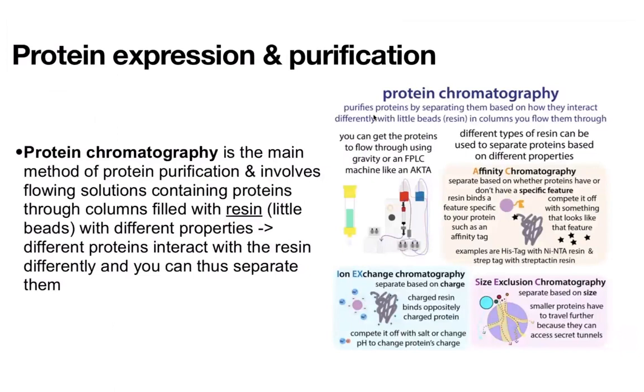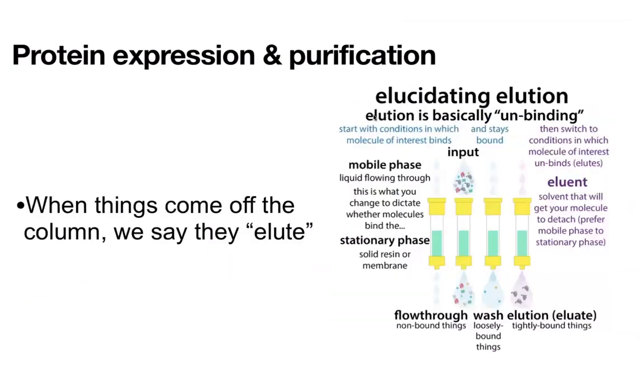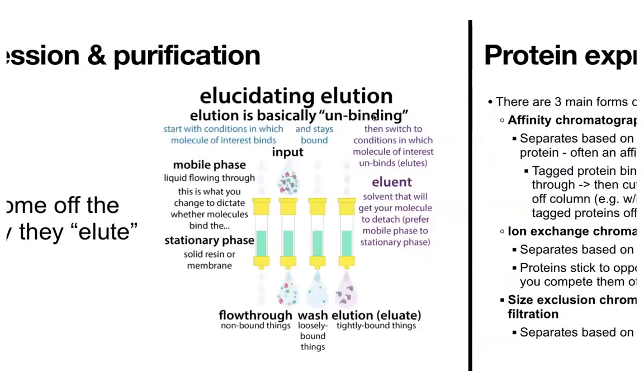In order to purify proteins, we often use protein chromatography. So this is the main method of protein purification, and basically what we do is we take solutions that contain proteins and we flow them through columns filled with little resin. And this resin has different properties. Different proteins will interact with the resin differently, and thus you can separate the proteins. Oh, and just a word: when something is coming out of the column, we say that it elutes.